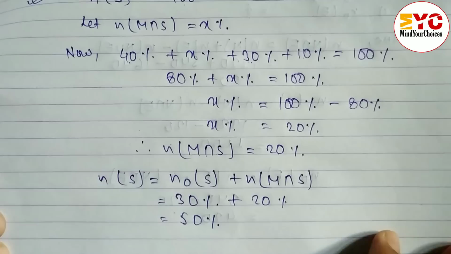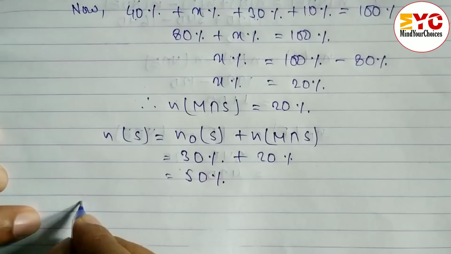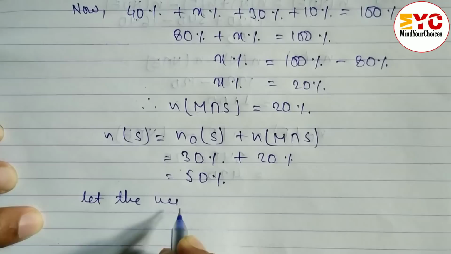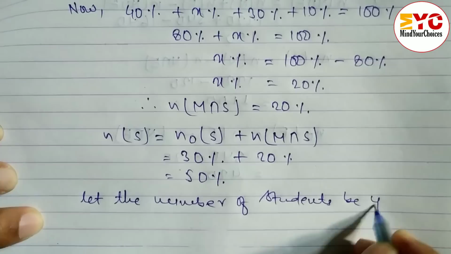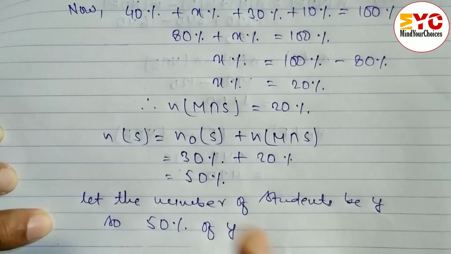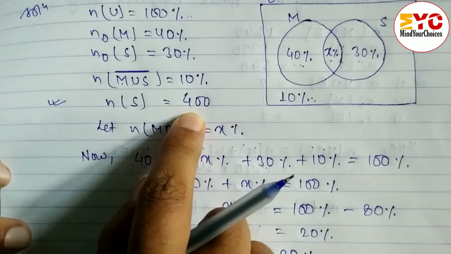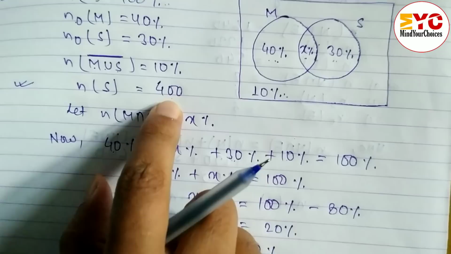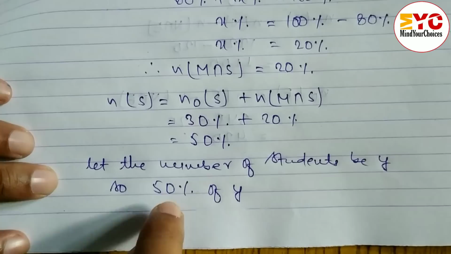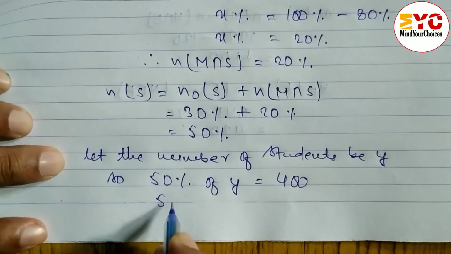Now n(S) is equal to this. Now we have to find the total number of students. Let the number of students be y. So 50% of y, 50% of students passed in science, and how many students passed? 400. It means this 50% of total students is equal to 400. 400 students passed, and 50% passed is the same thing. 50% passed of what? 50% of the total number of students is equal to how much? 400.